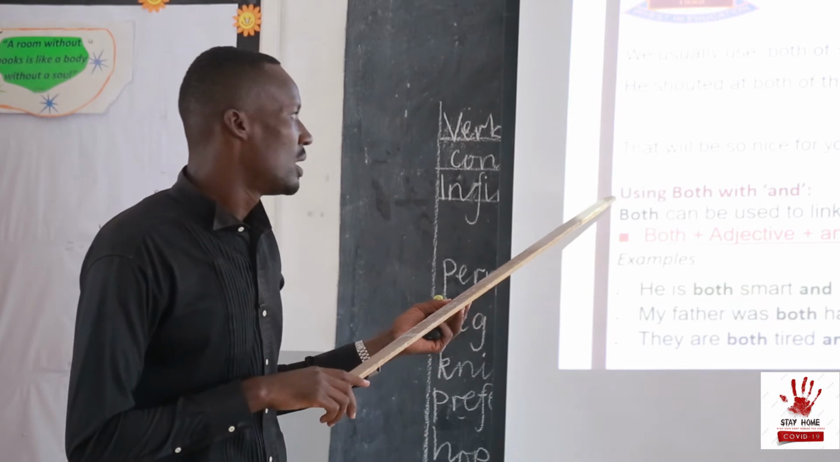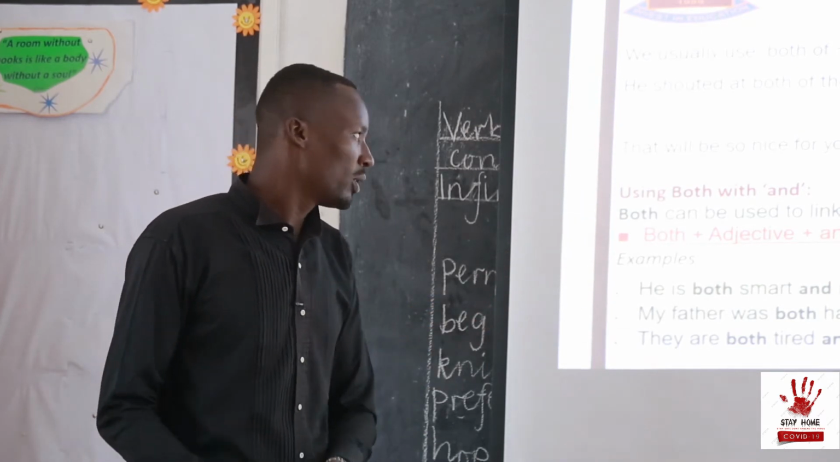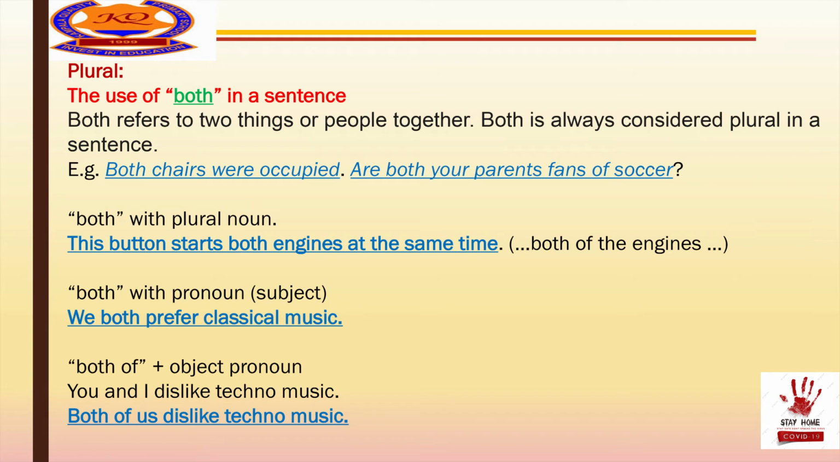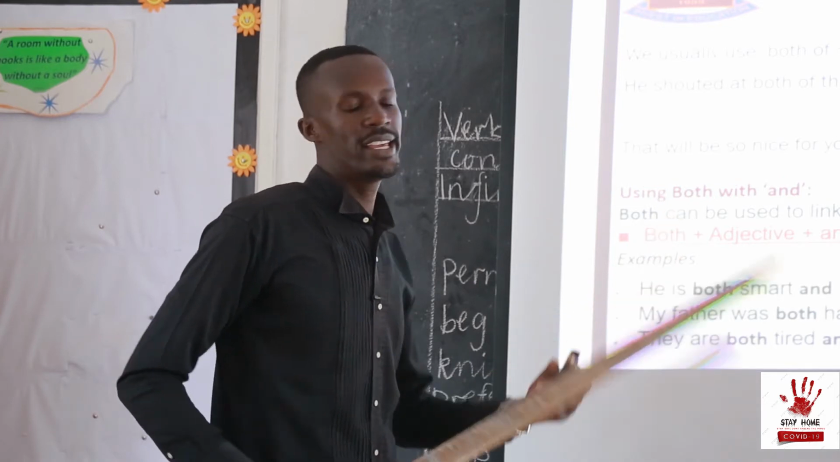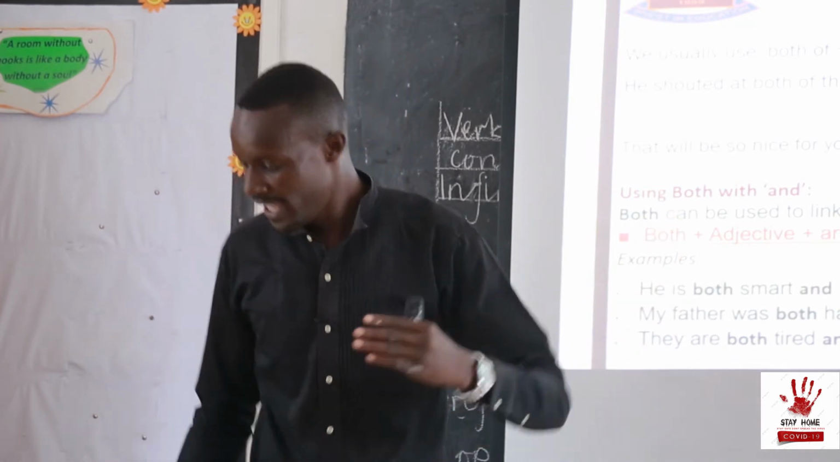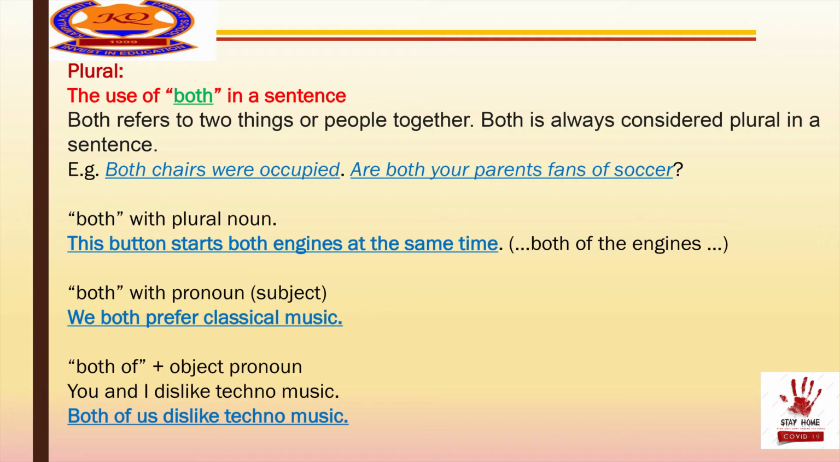Now let us look at this one. When both can be used to link two adjectives in a sentence. Both an adjective and another adjective. These are very, very common in subsection 2, the rewriting part of the paper. He is smart. He is resourceful. You see? He is smart. He is also resourceful. So we say, he is both smart and resourceful. Both with an adjective and another adjective.